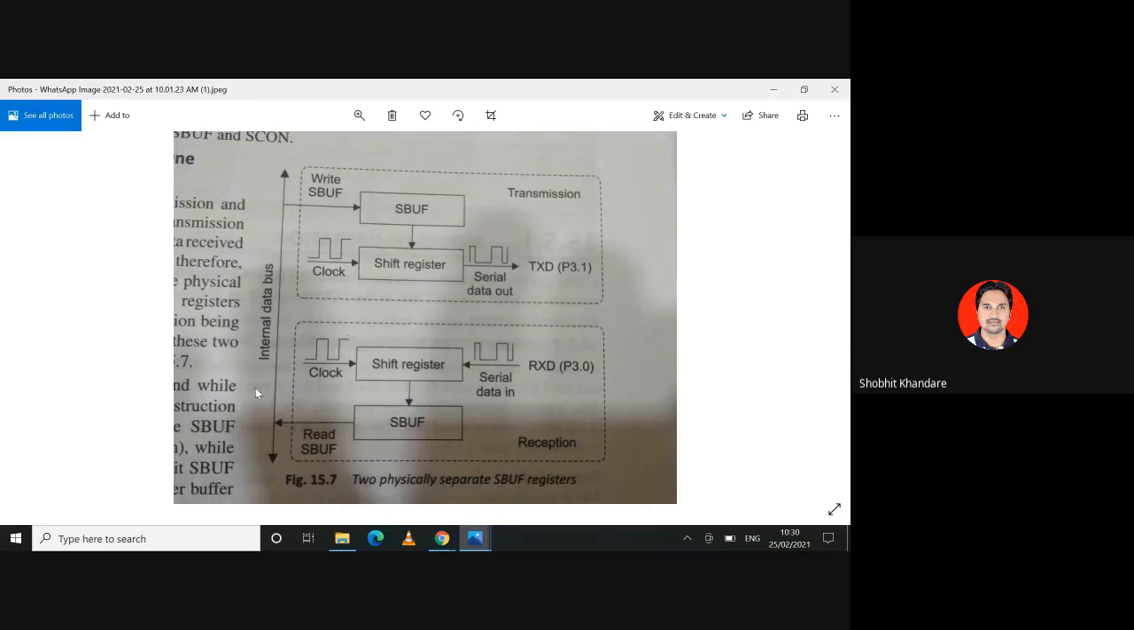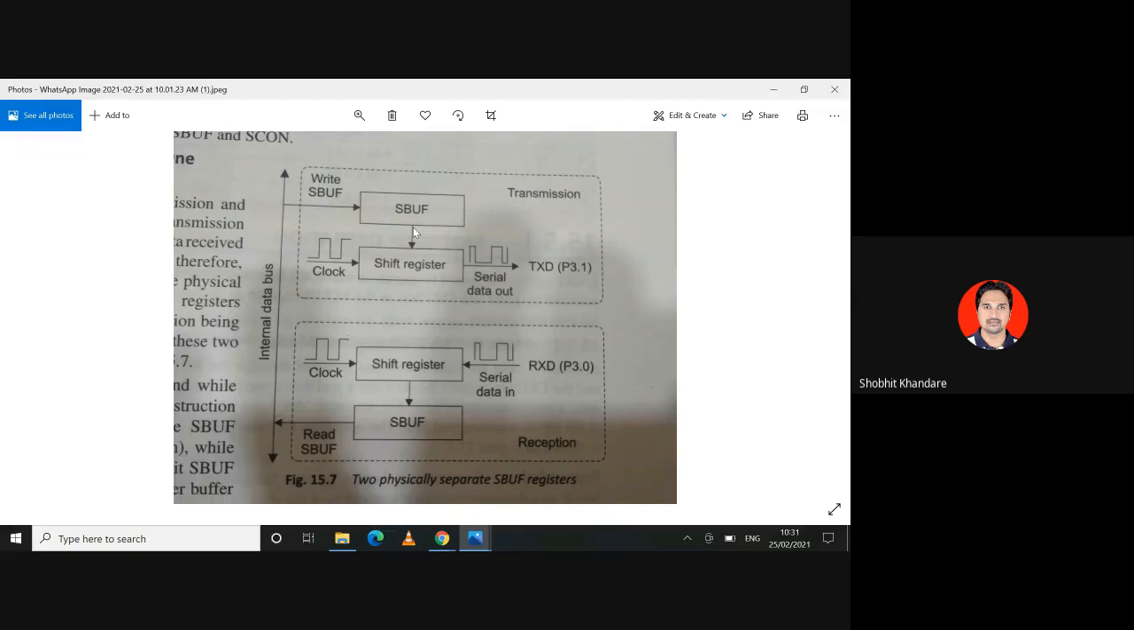Now this is the internal data bus of the 8051. From this data bus we are actually writing into the SBUF. We are writing into the transmit buffer. So how do you write into the SBUF? For that you have an instruction. What is that instruction? That instruction is MOV SBUF, A.